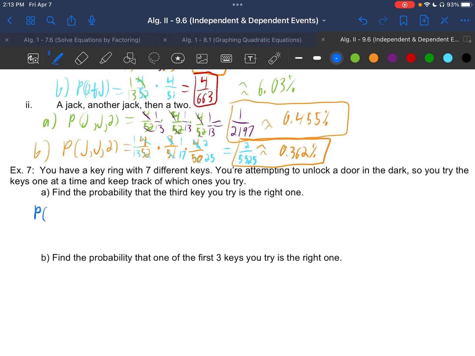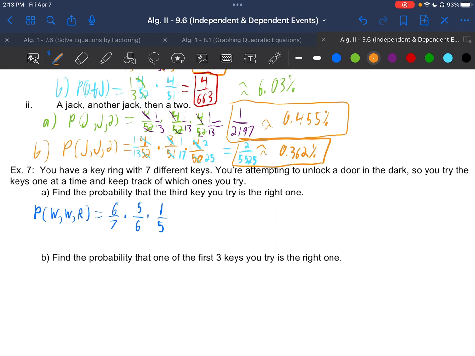So that means the probability that the first one's wrong, the second one's wrong, and the third one's right. So the probability that the first one's wrong, well, 6 out of 7 keys are going to be wrong, because only 1 out of 7 works. The probability that the second one's wrong, 5 keys that are still wrong, and 6 keys left to try. And the probability that the third one's right, well, you only have 5 keys left, and 1 of them is right.